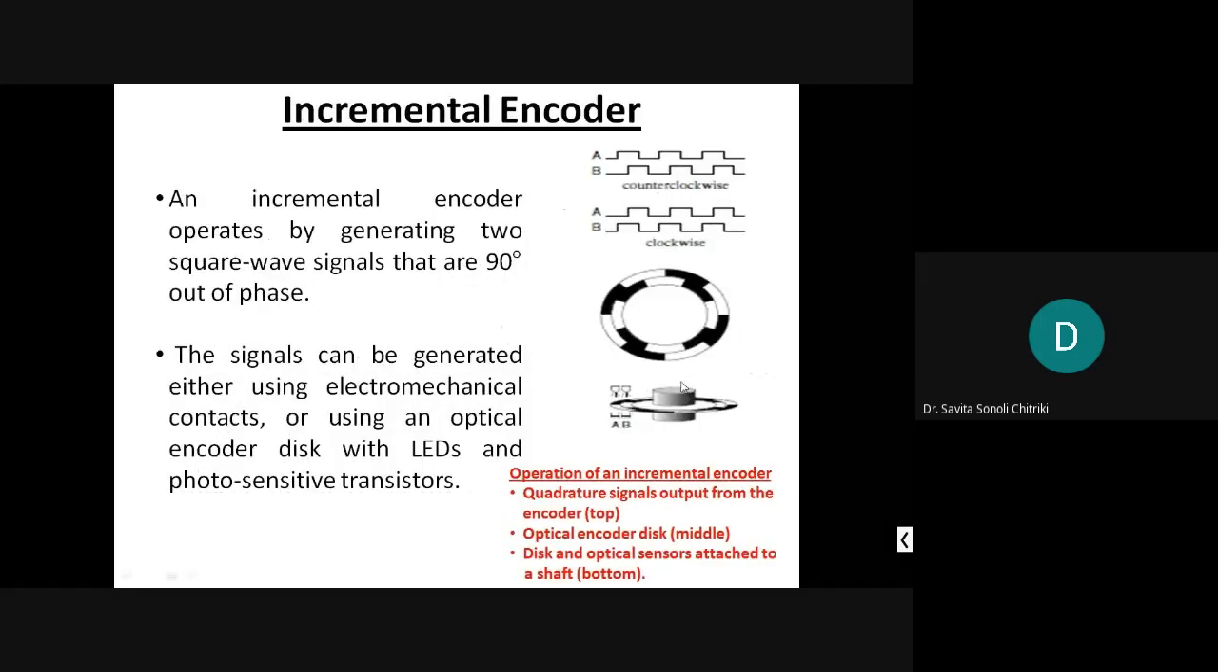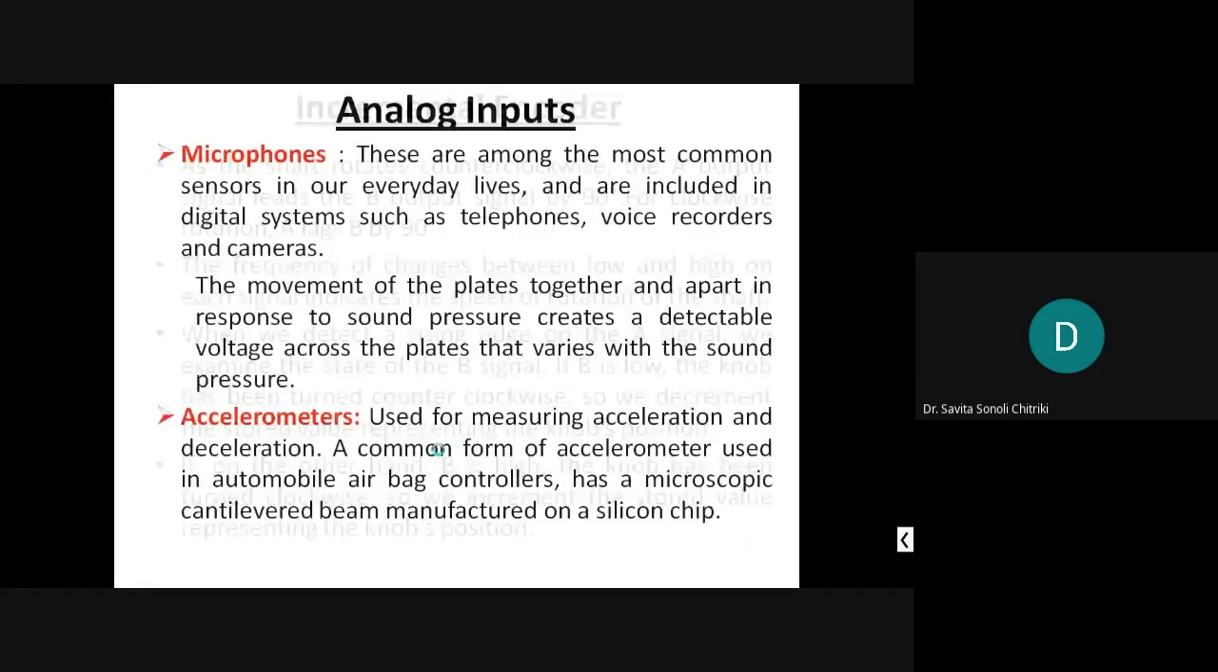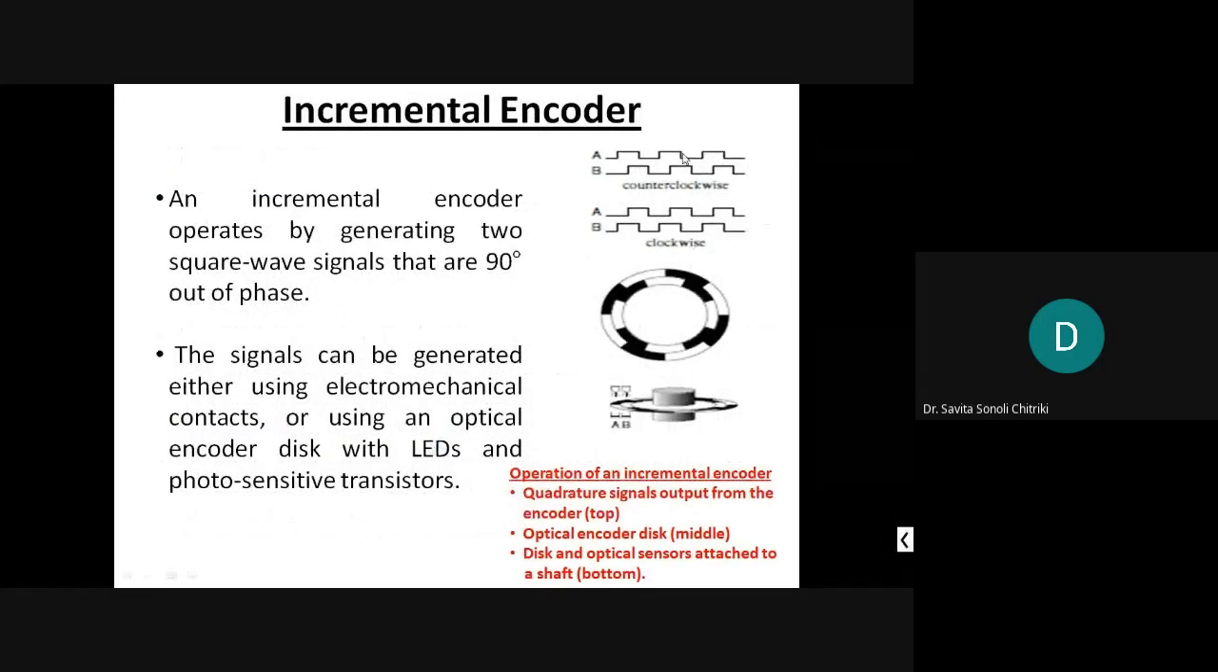This is only the arrangement. Further, you need to connect this to the motor. This is only the shaft and the disc arrangement with the LED, or you can use photosensitive transistors also. From this, the connection is given to the motor. Like this, you can control the speed of the motor. Okay, so that's about the incremental encoder. You should draw this figure when you come for the next class. This is one of the types of input here.